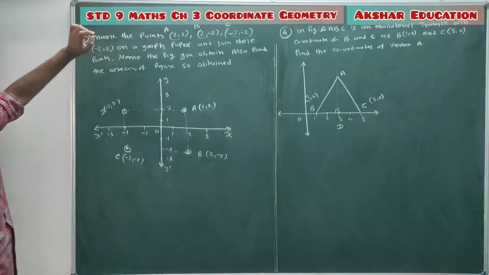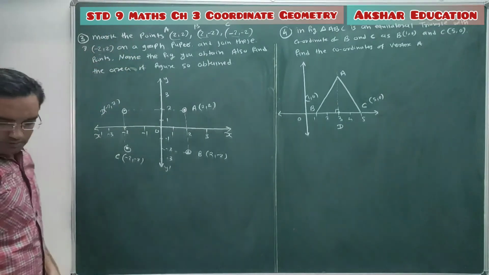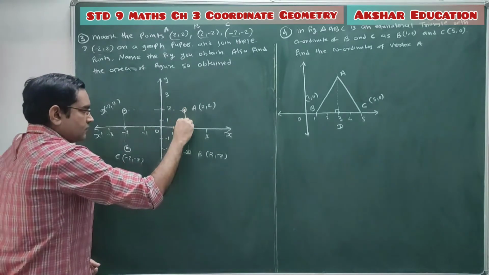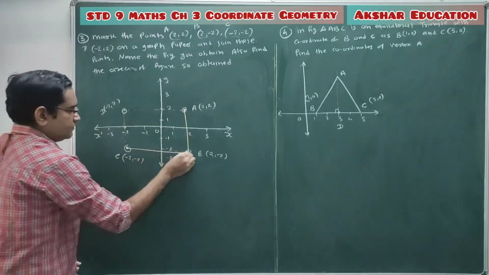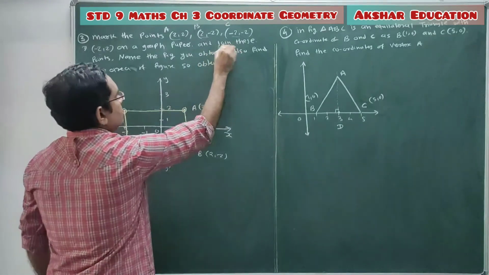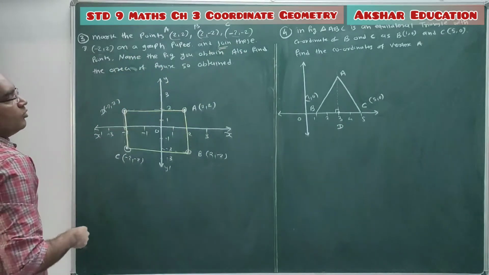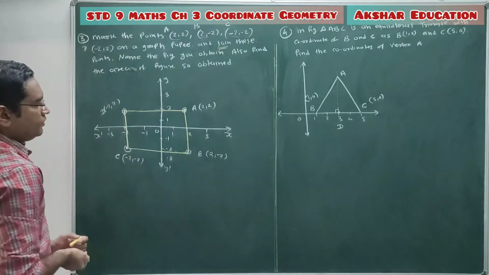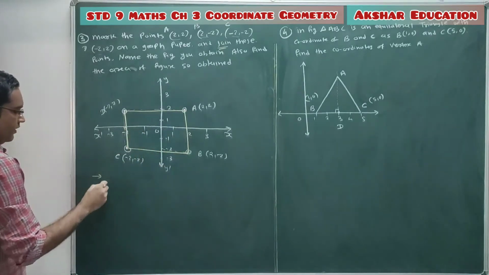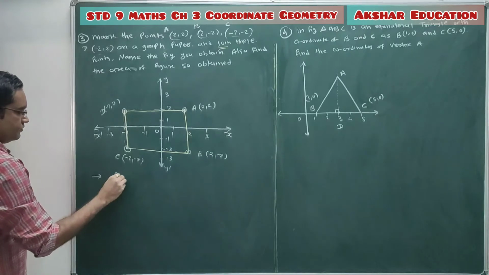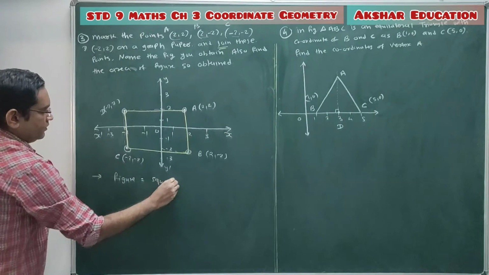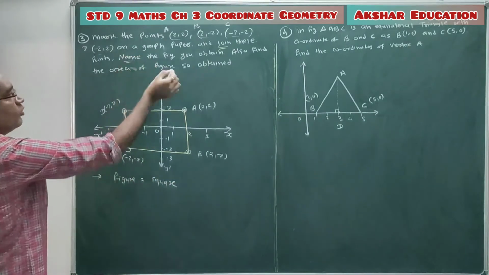Locate these points on a graph paper and join them. You have to join these points, so let's join them. Name the figure you obtain. Now here we can say that all the sides are equal, so the name of the figure is square. This is one square. This is the name of the figure. Name the figure you obtain: square.